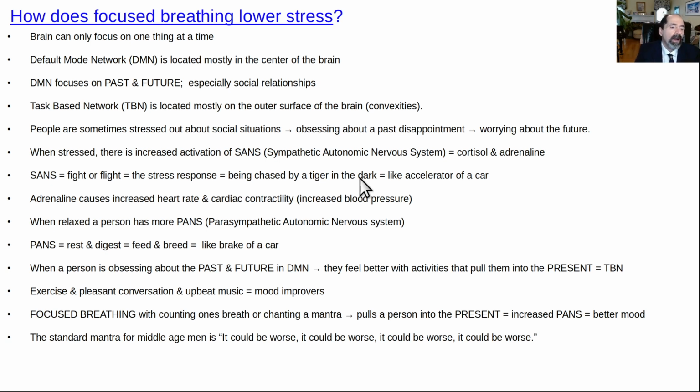Speed up. Now, adrenaline causes an increased heart rate. You can feel your heart pounding, and it's beating harder, so it increases your blood pressure. That's all characteristic of a stress response, and it's designed really for short-term physical problems in our ancient ancestors. When a person is calm and relaxed and feeling pretty good, they're in a parasympathetic autonomic nervous system mode called PANS. PANS is like the brake of a car.